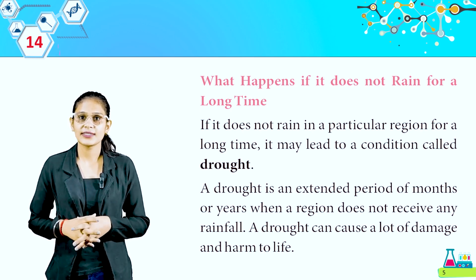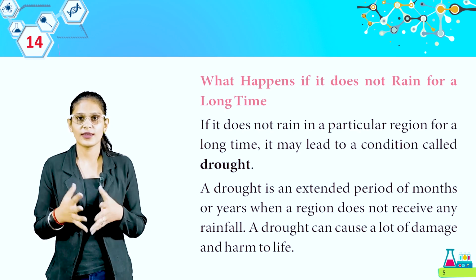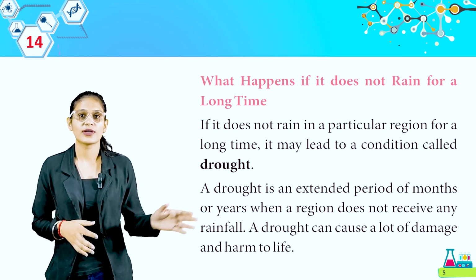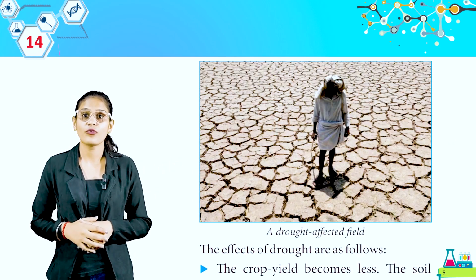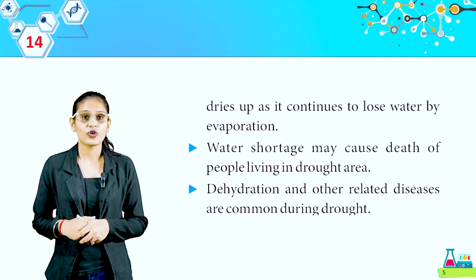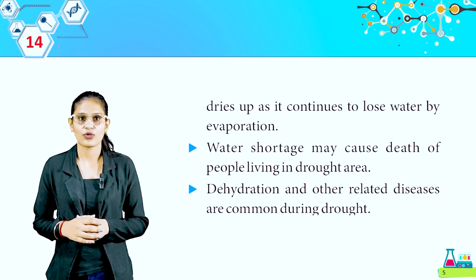A drought is an extended period of months or years when a region does not receive any rainfall. A drought can cause a lot of damage and harm to life. Look at this picture. A drought affected field. The effects of drought are as follows. The crop yield becomes less. The soil dries up. It continues to lose water by evaporation.